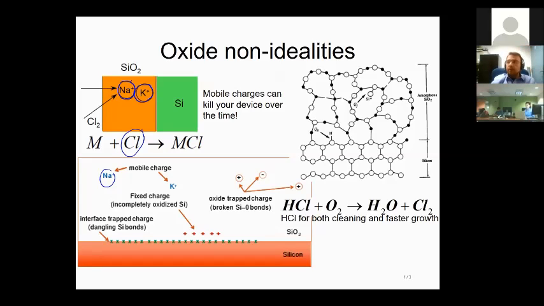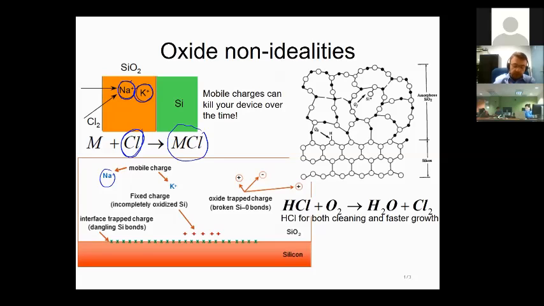And let's say your device might work for a while, but it may really alter the whole performance of your device after a few hours or so. To neutralize them or to make them immobile so that they won't be under the influence of an electric field, they won't be moving around that much, we put in a very reactive gas, HCl. That will neutralize those mobile charges and minimize their influence.